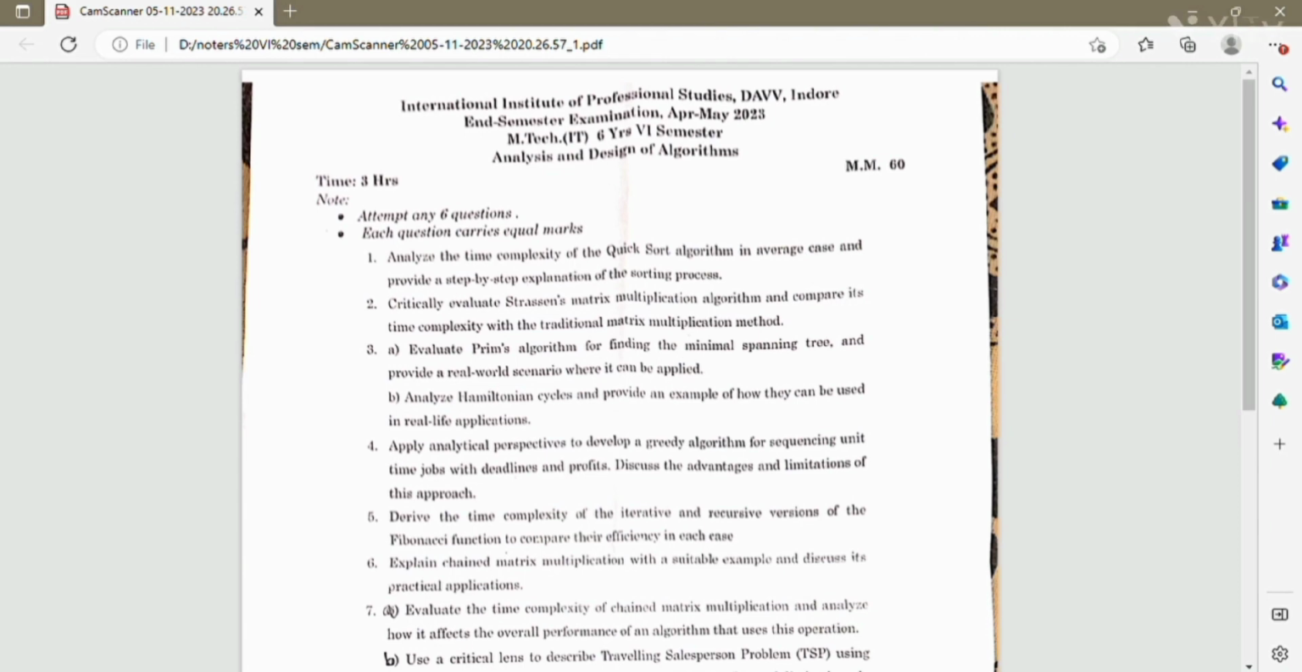If the job is finished before the deadline, it is also given that every job takes a single unit of time. So the minimum possible deadline for any job is 1. Maximize the total profit if only one job can be scheduled at a time. Greedy approach for job sequencing problem.